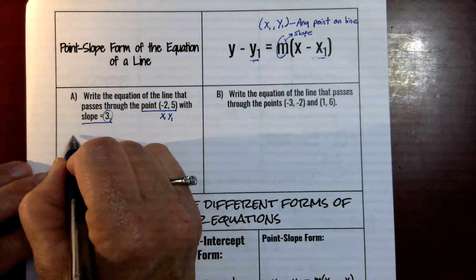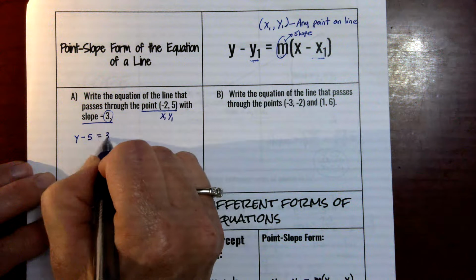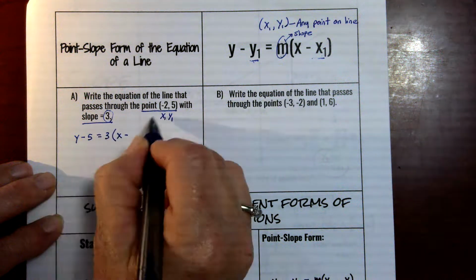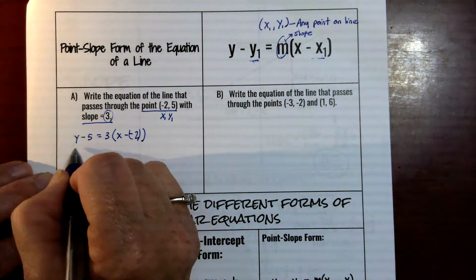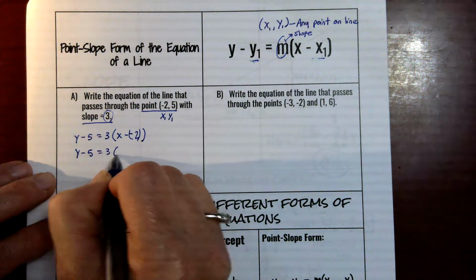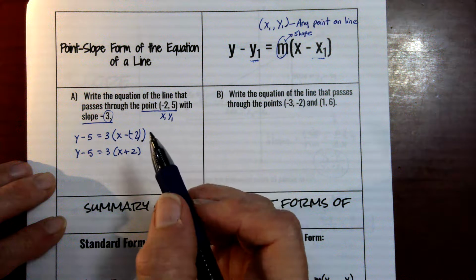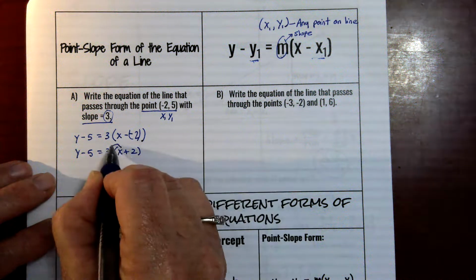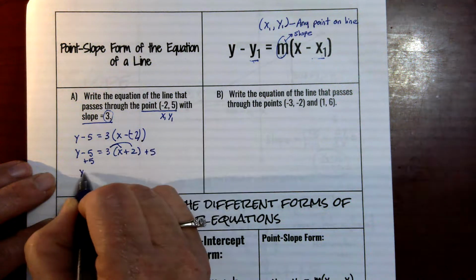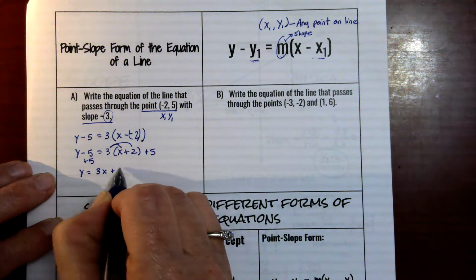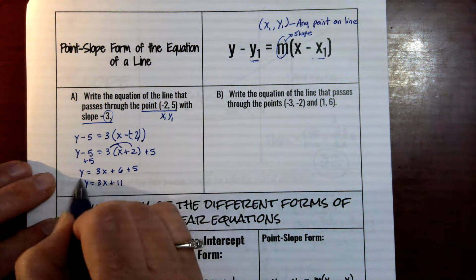So I would have y minus 5, that's y1, equals m, which is 3, my slope, times x minus negative 2. That's my x1. And then I can say y minus 5 equals 3, let me go ahead and change minus and negative there, x plus 2. If you want it in slope-intercept form, I can just distribute the 3 out and add the 5 over. So I have y equals 3x plus 6 plus 5, or y equals 3x plus 11. So there is slope-intercept form.